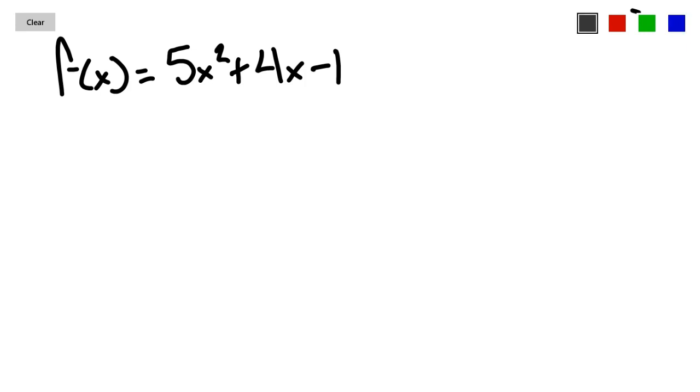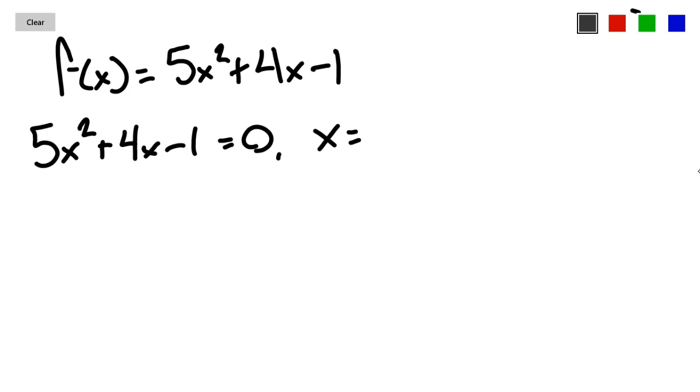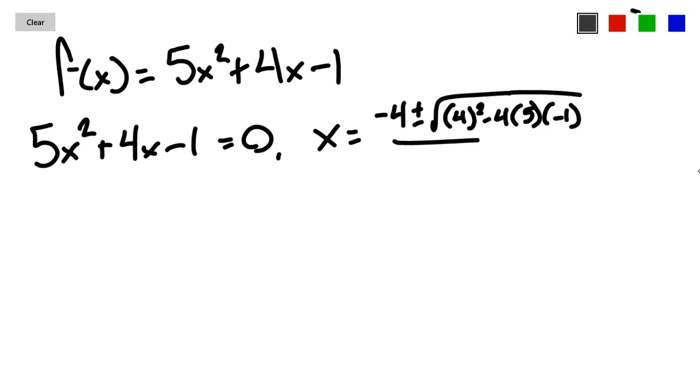So if I use the quadratic formula here to solve for x, well, first of all, this is how you set it up. So we want the value of the function to be equal to 0. So you set it up this way. I have my function, 5x squared plus 4x minus 1, and then set it equal to 0. And so I'm going to find the zeros by using the quadratic formula. So x is equal to negative 4 plus or minus the square root of 4 squared minus 4 times 5 times negative 1, all over 2 times 5.